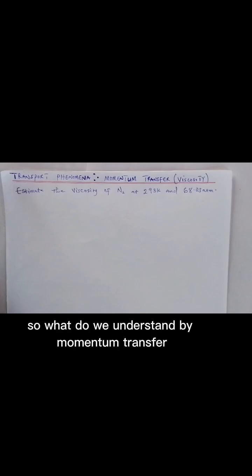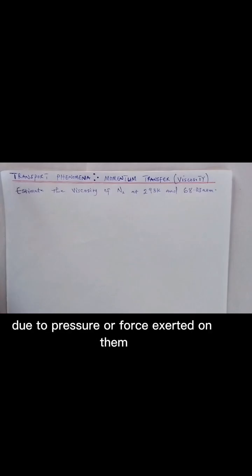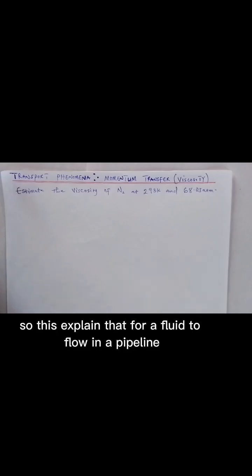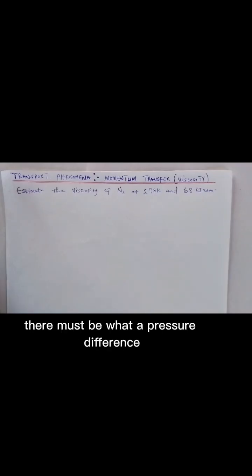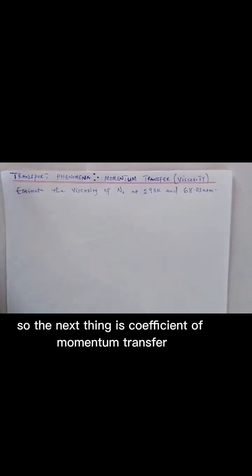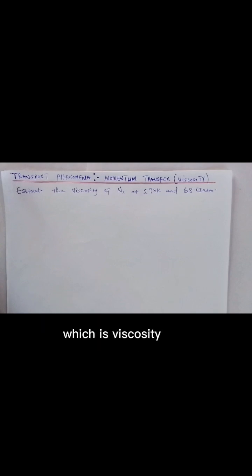So what do we understand by momentum transfer? Momentum transfer involves the movement of fluid due to pressure or force exerted on them. An example is a fluid flowing in a pipeline. So this explains that for a fluid to flow in a pipeline, or for a fluid to flow, there must be a pressure difference. So the next thing is the coefficient of momentum transfer, which is viscosity.